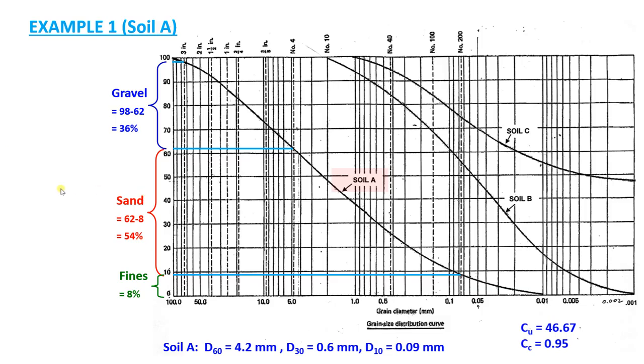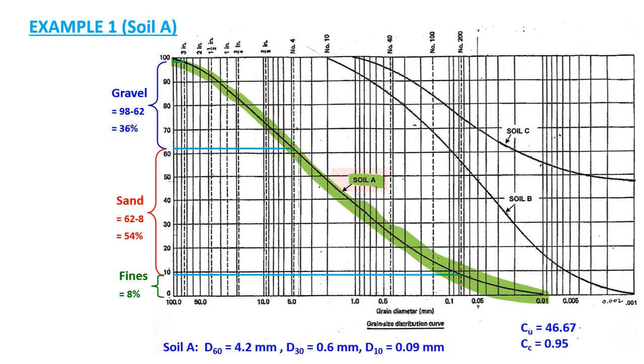So this is our first example and we are going to do the soil classification of soil A. So this is soil A. This biggest S-shaped curve is our soil A, the soil A that we are going to classify.